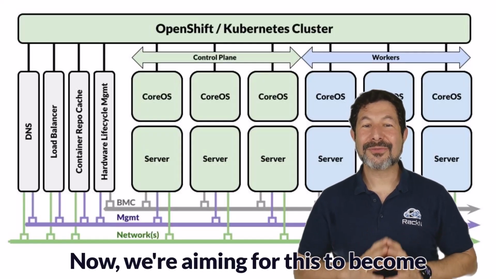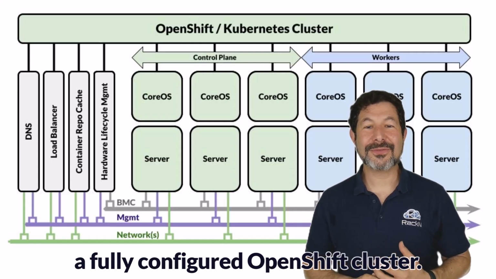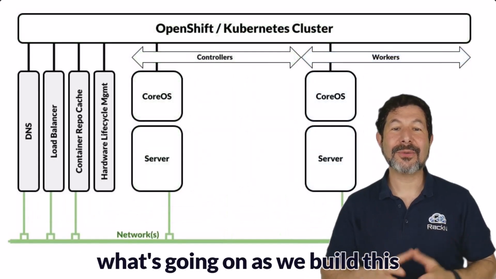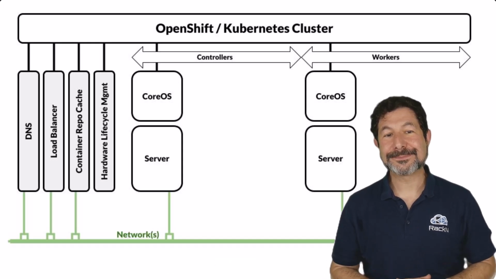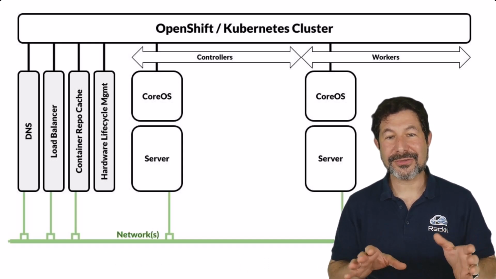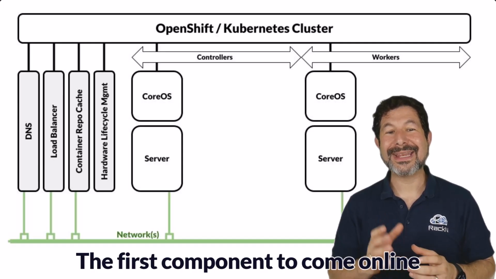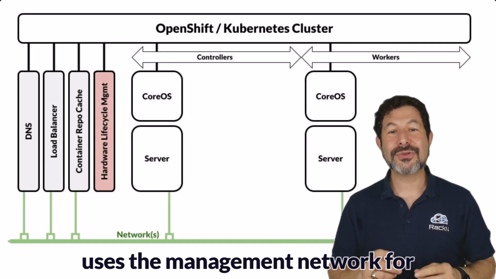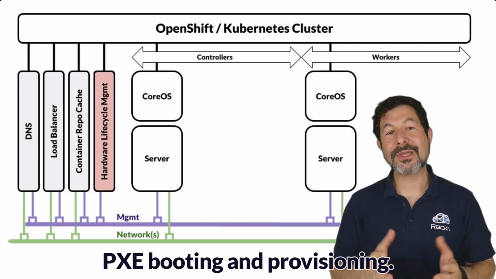Now, we're aiming for this to become a fully configured OpenShift cluster. But how do we get there? Let's take a step back and figure out what's going on as we build this cluster. We start with very little in the environment, just our servers. The first component to come online isn't a node at all, but the lifecycle management control system, which uses the management network for PXE booting and provisioning.